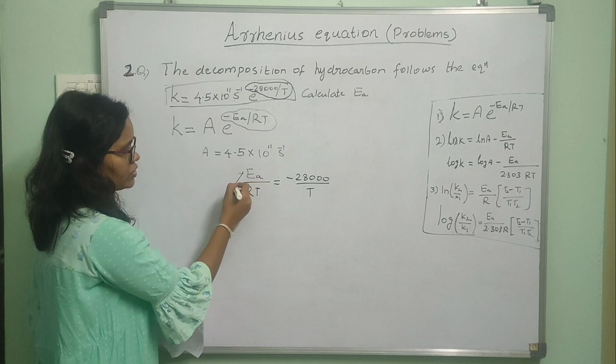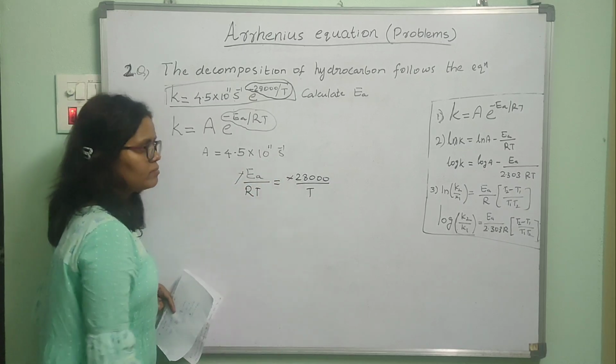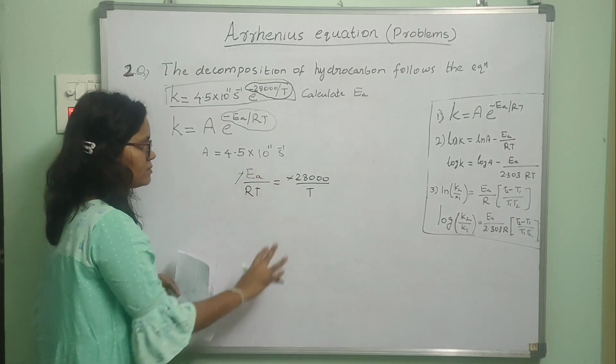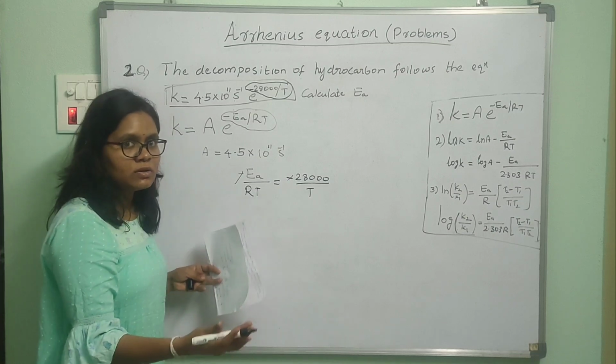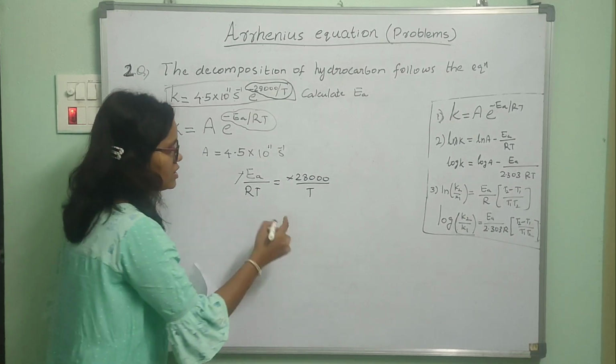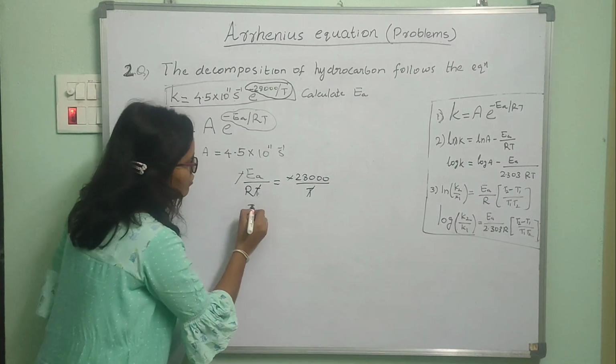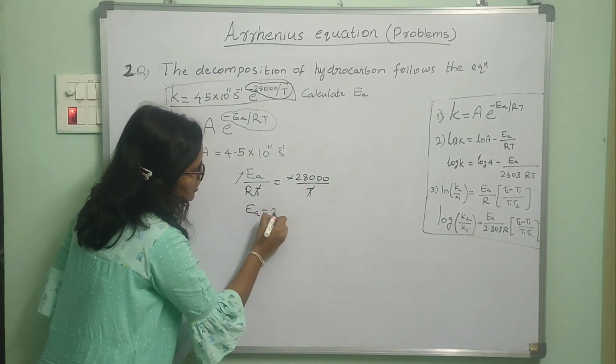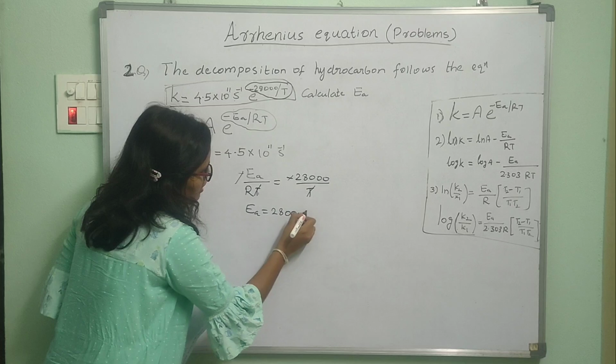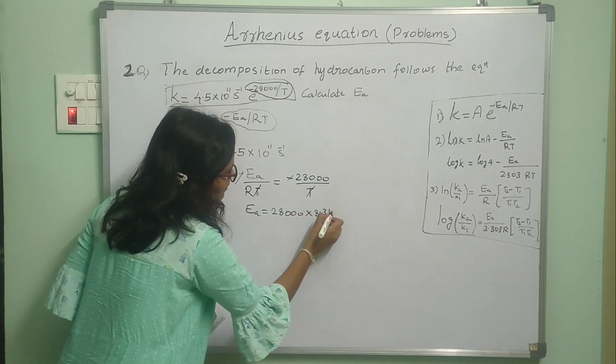So from here you can cancel the negative sign because energy, activation energy or energy in general always has to be positive, right? So you can also cancel this temperature. Now you get EA as 28,000 into 8.314.